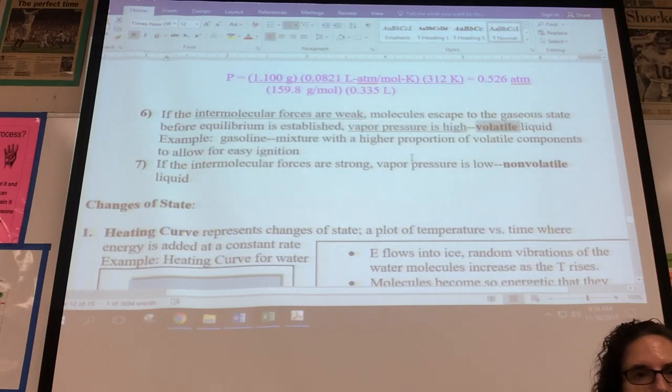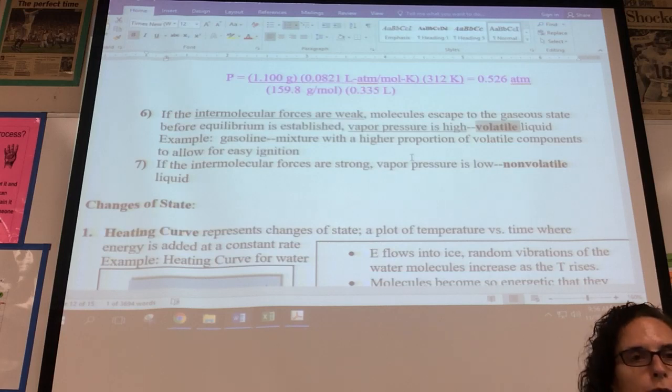A kid who has a volatile personality will just snap. They'll just fly off the handle. Same thing with a volatile liquid. You've used some liquids that are volatile.